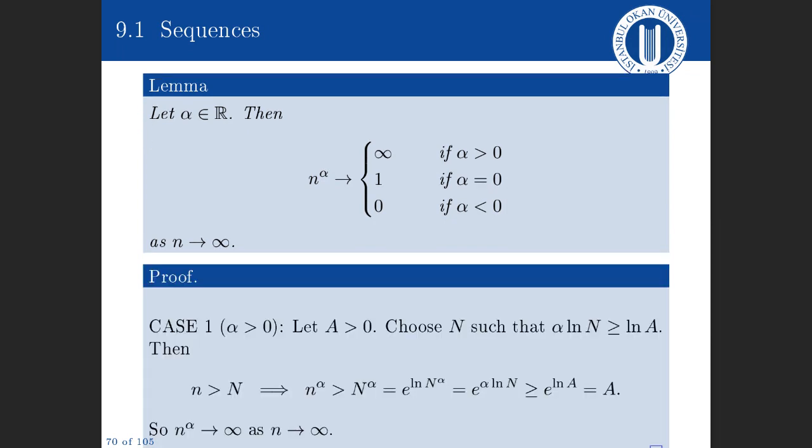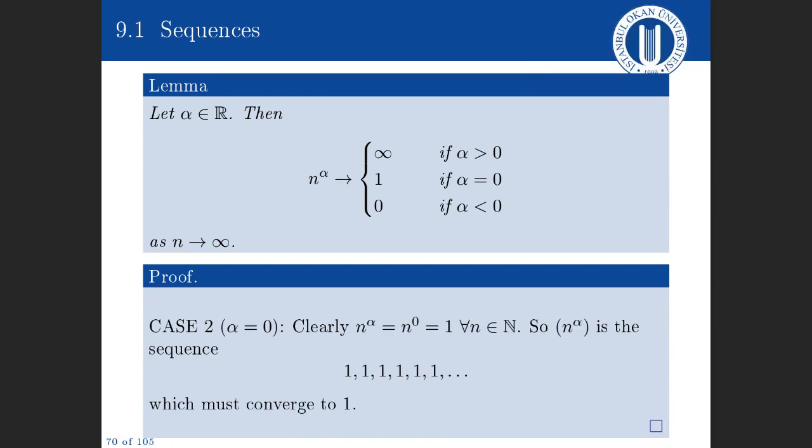Let's prove this. First of all, case 1. What happens if alpha is strictly positive? Then if we choose capital N such that alpha natural logarithm of capital N is bigger than natural logarithm of A, then we can show that n to the power alpha is bigger than capital A. That proves the first case.